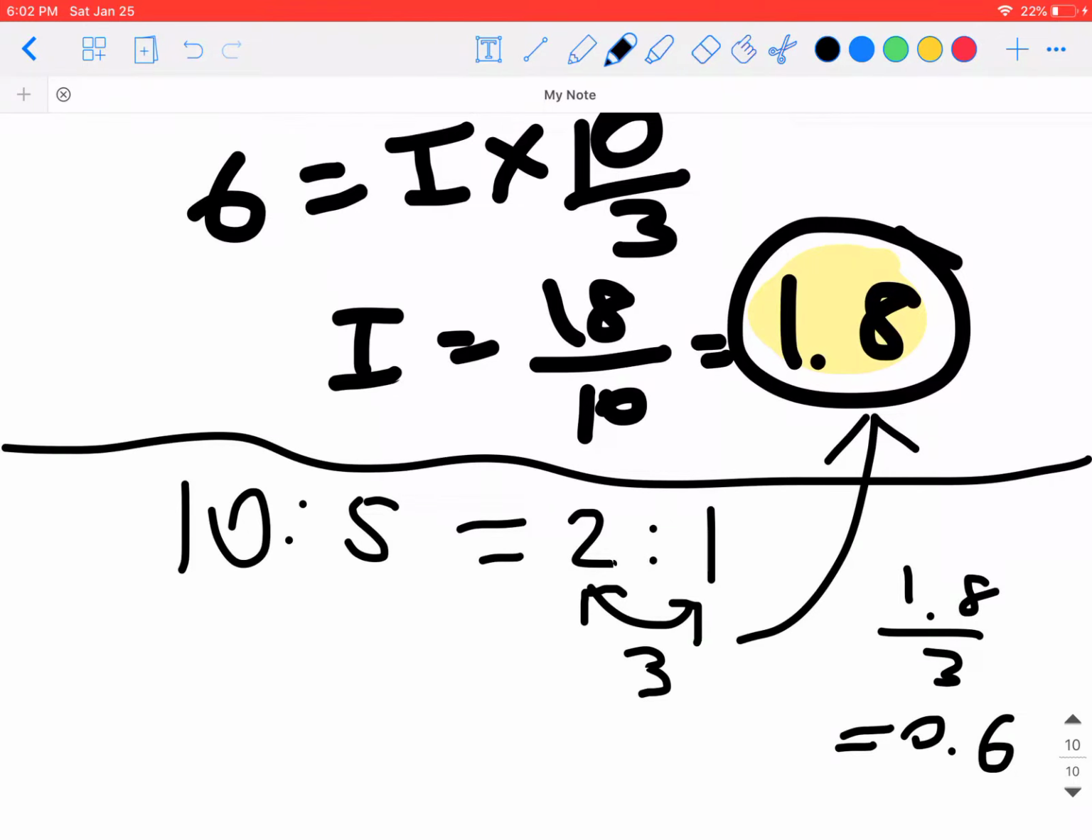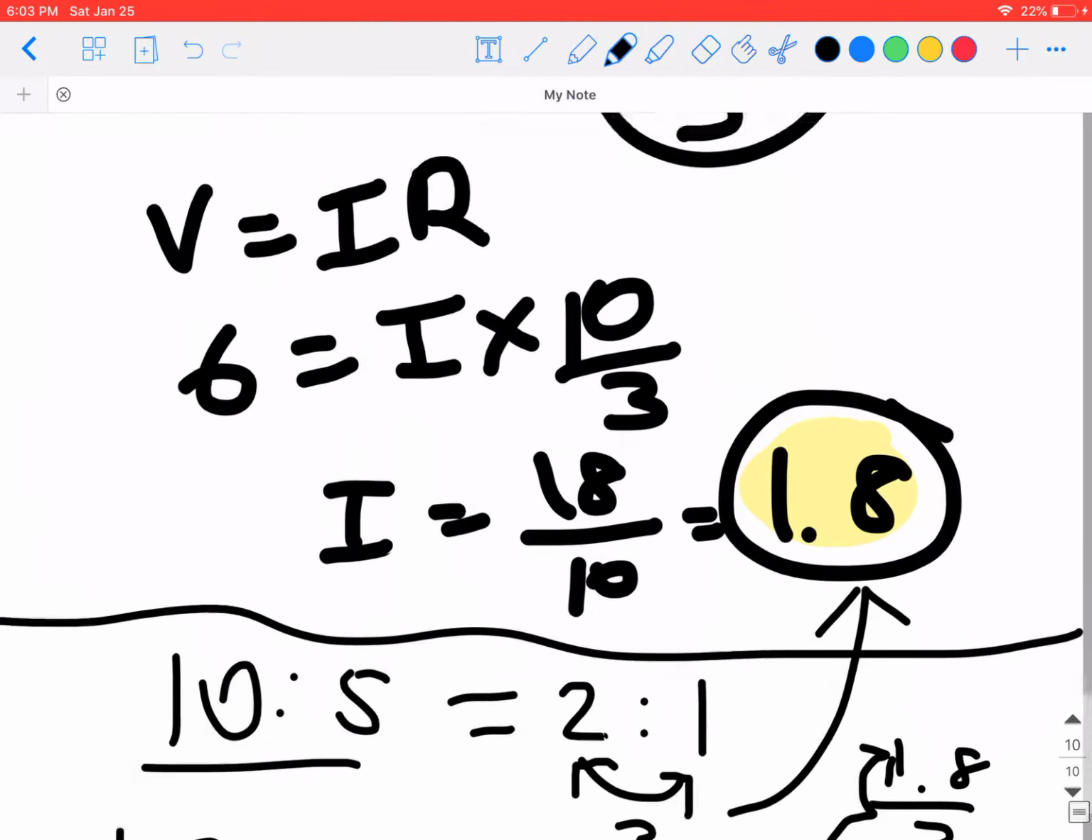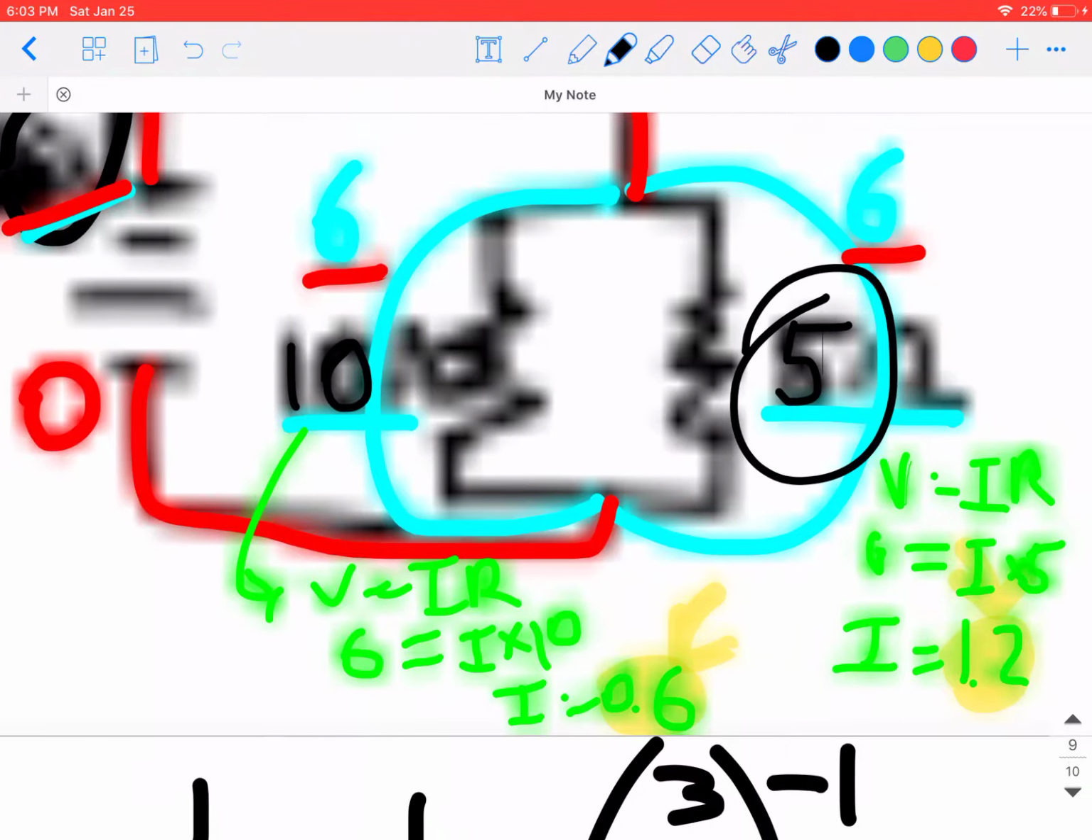Now, our circuit was originally a ratio of 10 to 5, or 2 to 1. When you're splitting the current up, flip that ratio around, so it's 1 to 2. If you multiply that out, that's 1.2 to 0.6, because we have to have that the current value is 1.8. So if it splits 1.2 to 0.6, the 1.2 flows through the 5, and the 0.6 flows through the 10.